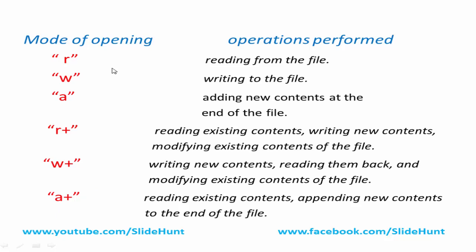For reading mode, you have to use RB. For writing mode, WB. For append mode, AB, and here R+B, W+B, and A+B. This B indicates we are working with a binary file. To get more details, let's see a programming example.